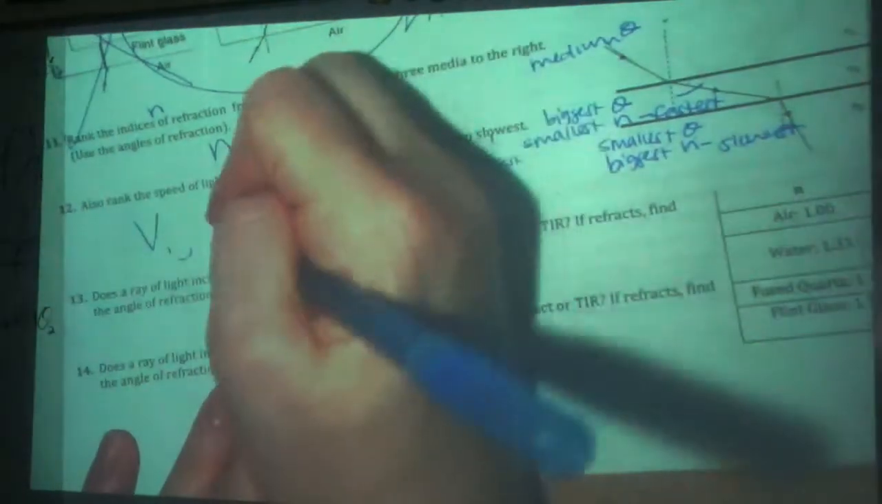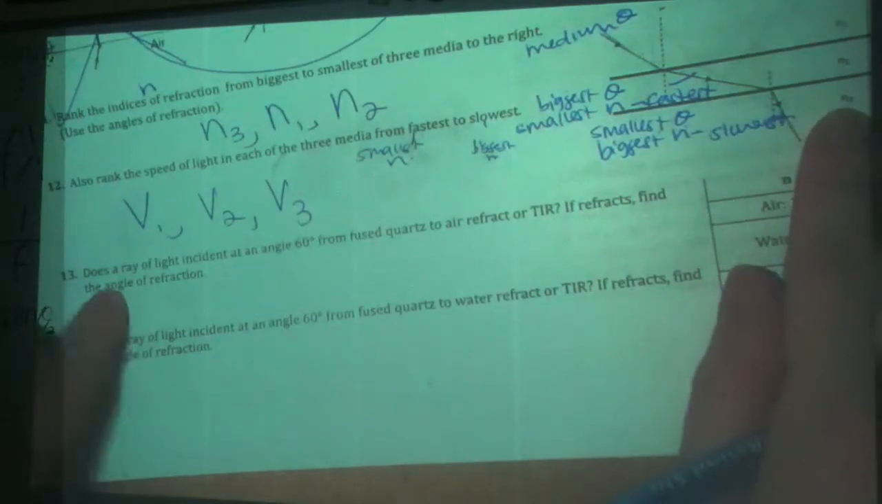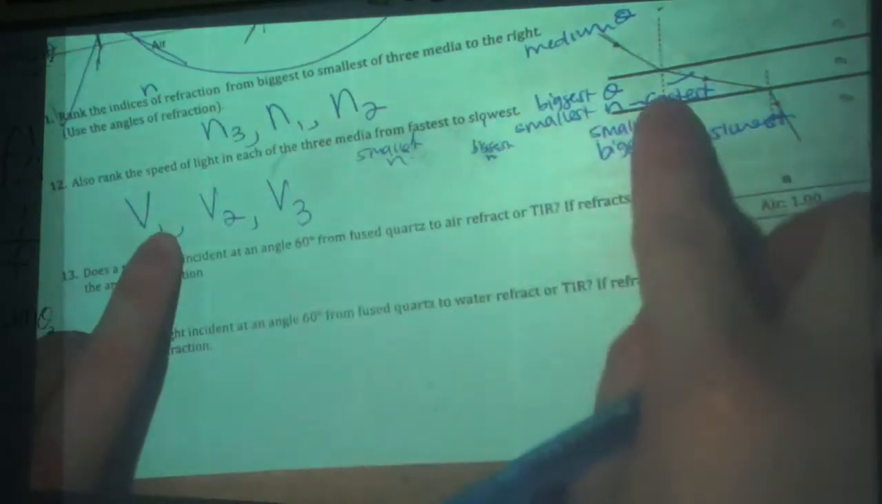I put this backwards, didn't I? Yep, I did. We said that this one is the slowest. Fastest, we said, was 2. My bad. 1 was in the middle.